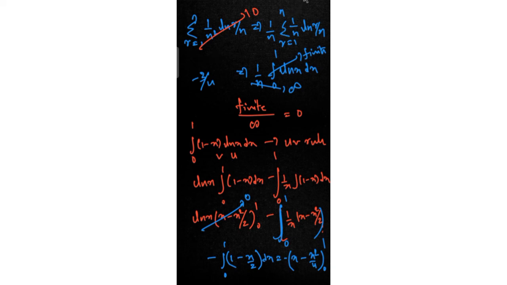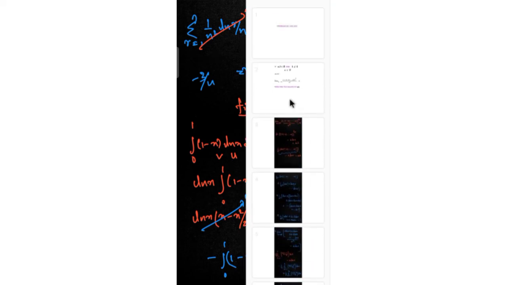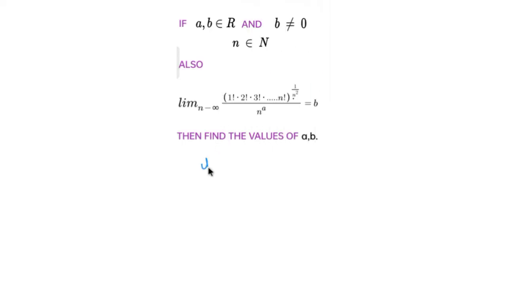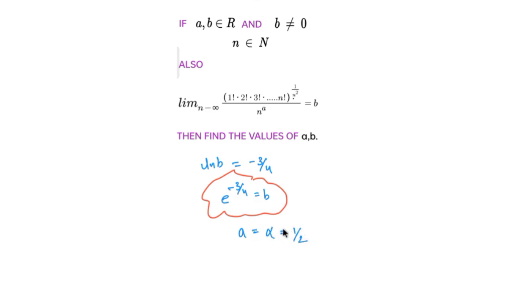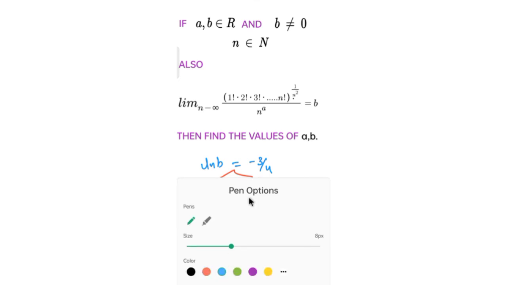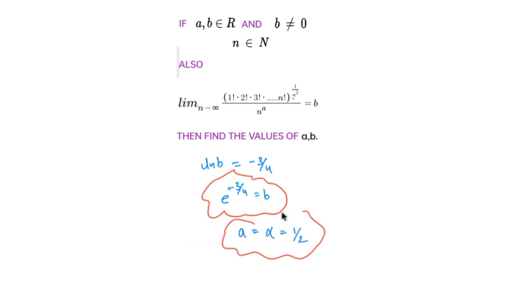So finally the value of ln b we have got to be minus 3 by 4. So e power minus 3 by 4 is equal to b. So this is the value of b. And the other value that we are left with is a, that we have found out to be alpha. So a is equal to alpha and b is equal to e power minus 3 by 4.